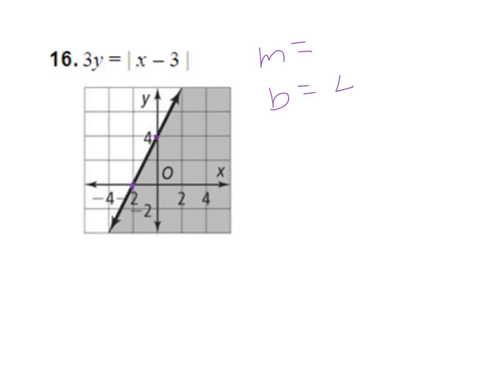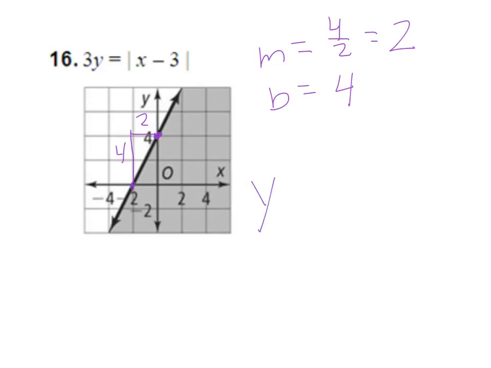My b is a +4 because that's where it crosses the y-axis. And again, these boxes count by 2. So when I do my rise, this would be 2, 4, and my run would be 2. So that would be 4 over 2, which is also equal to 2.